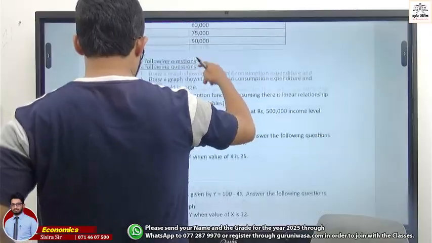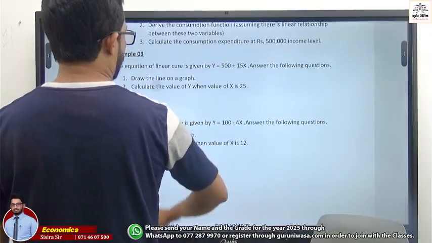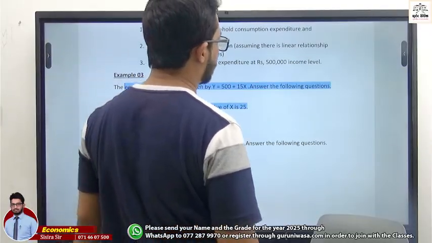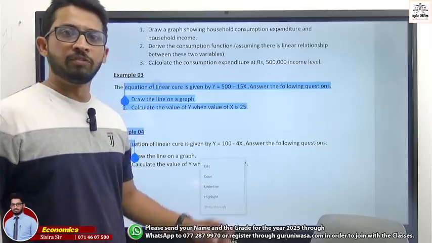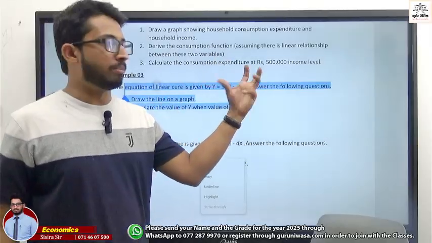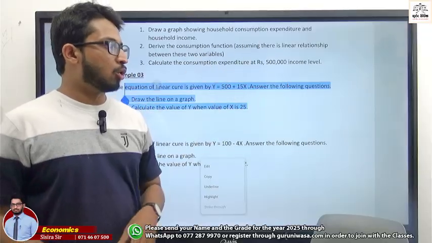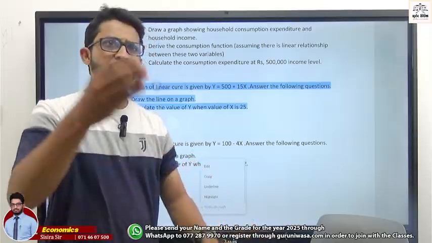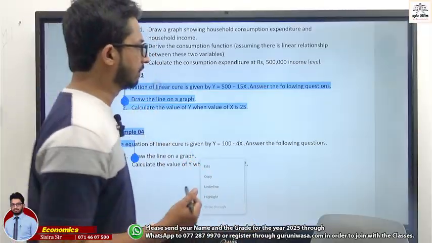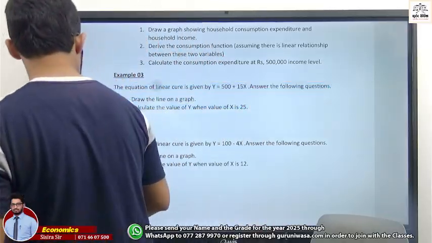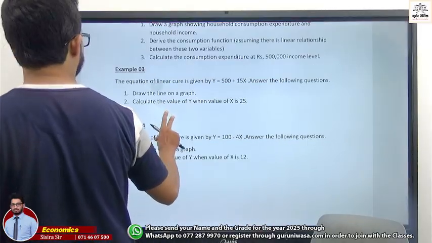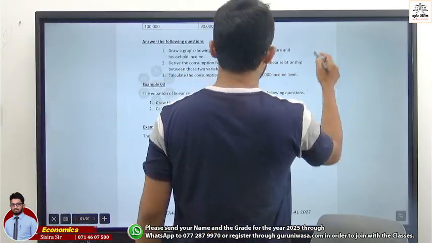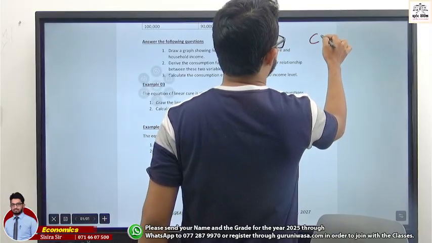Okay, third one. Calculate the consumption expenditure at 500,000 income level. If household income is 500,000, how much will be allocated for consumption, lamai? Simple. Use your equation, lamai. What is your equation? C equals, tell me, lamai.